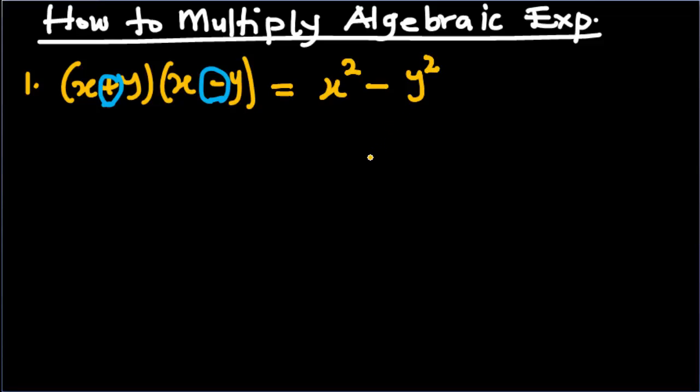It's very simple. So let's go to formula 2, which is x plus y, all squared.